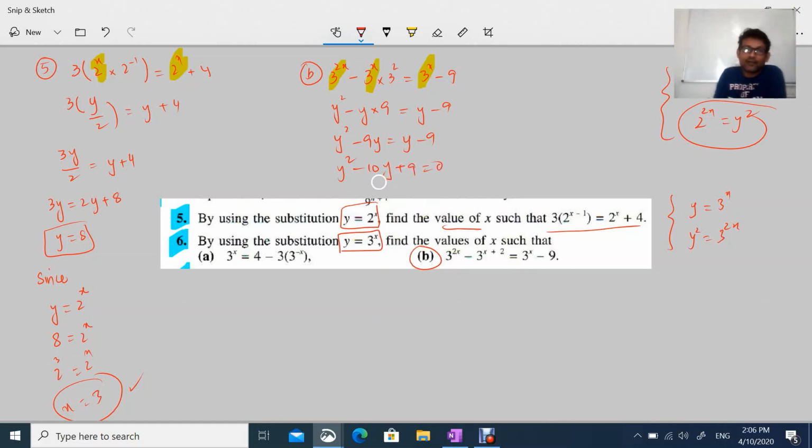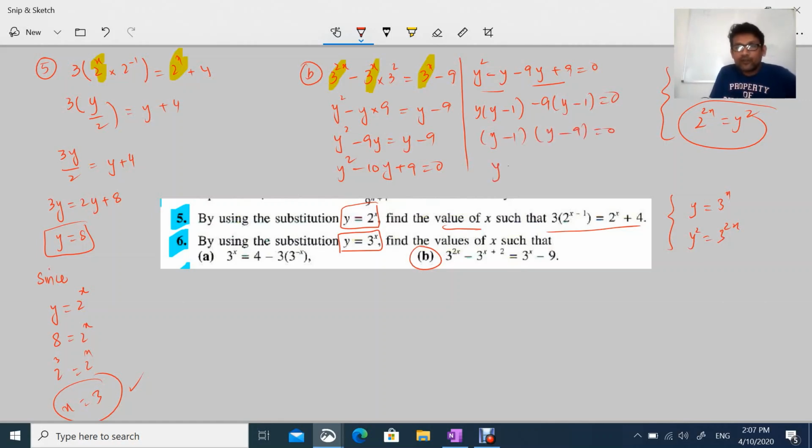Okay, we need to make the factors. How can you make the factors? Multiply to get 9, add to get 10. So the factors are y square minus y minus 9y plus 9, and plus 9 is already there. Common in the first and second is y: y minus 1. Minus 9 is common: y minus 1. So y minus 1 and y minus 9 equals 0. So the first value of y is 1, the second value of y is 9.